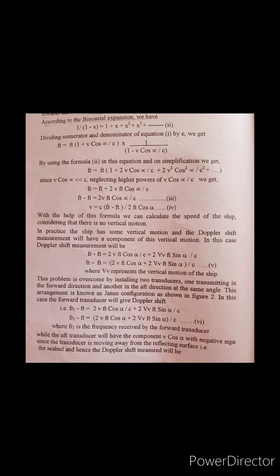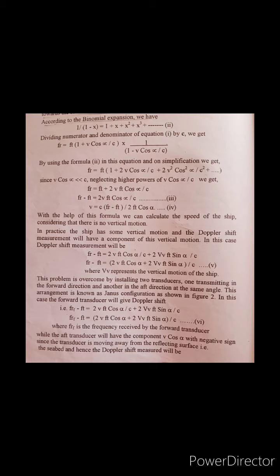Now in practice the ship has some vertical motion, and the Doppler log measurement will have a component of this vertical motion in the Doppler shift measurement. So we get fr minus ft equals 2v ft cos alpha by c plus 2vv ft sin alpha by c. You will get this equation 5, where vv represents the vertical motion of the ship.